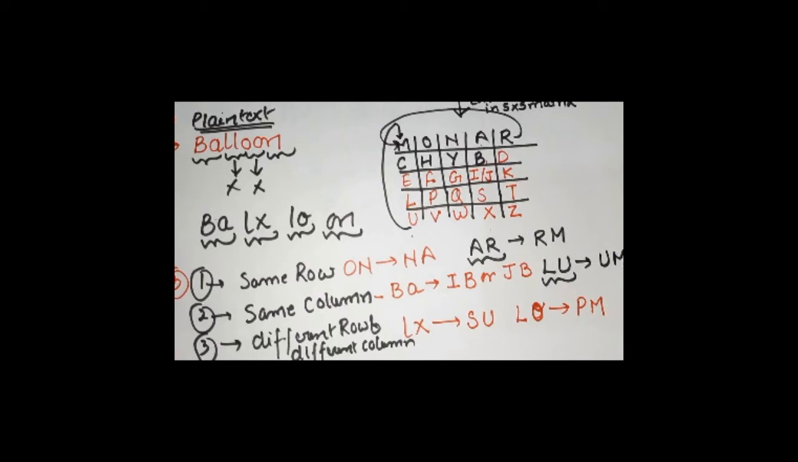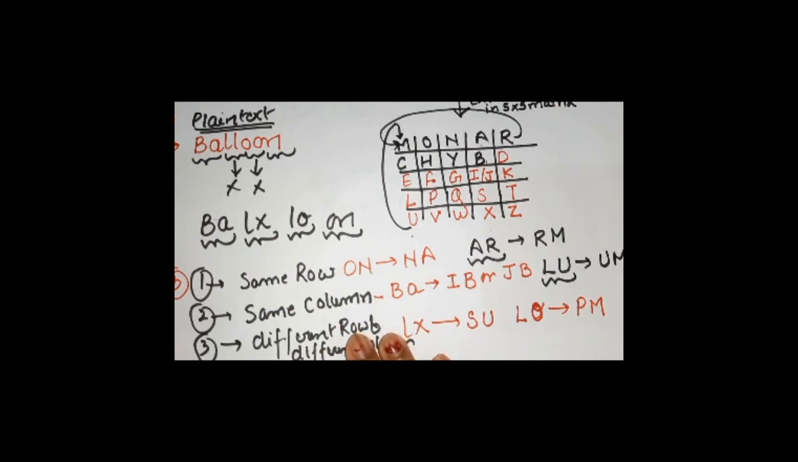So the standard rule says two plain text letters that fall in the same column are each replaced by the letter beneath, with the top element of the column circularly following the last. Okay, so this is it. I'm done with the three rules here.